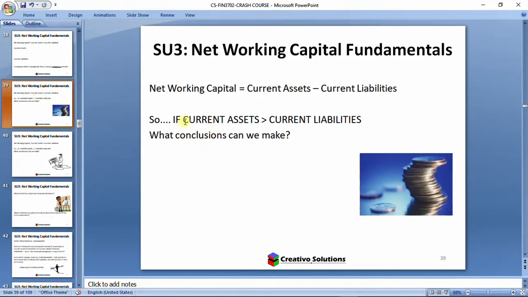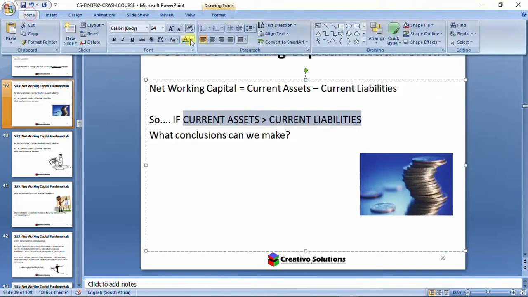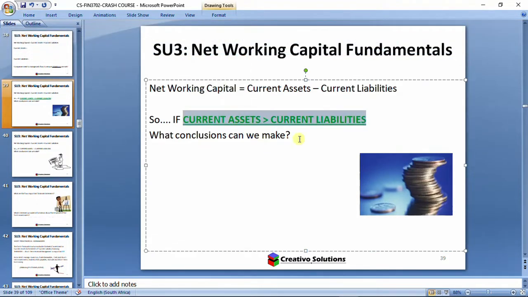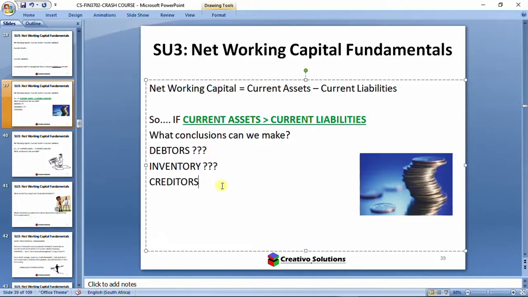We just said, literally a second ago, that current assets need to be greater than current liabilities. So what conclusions can we make? What can we take away from that discussion if we know this needs to be present? Give me some ideas. You're going in the right direction, but not quite. Be more specific. Talk to me about debtors. Talk to me about inventory. Your debtors and your inventory is obviously higher than your creditors. That's fine, but remember, we're looking at conclusions.